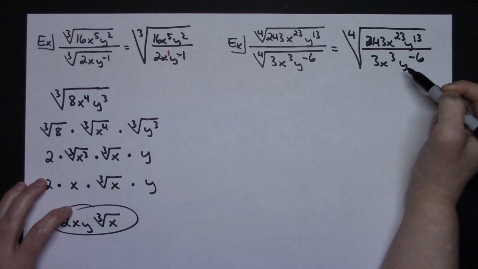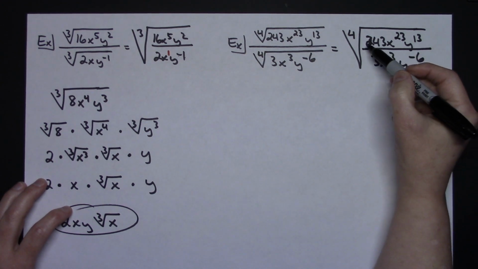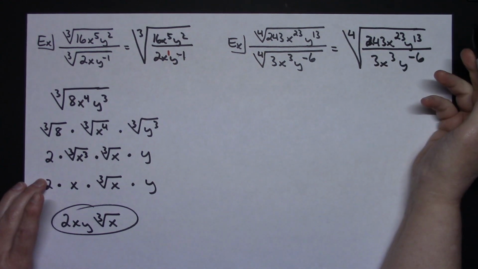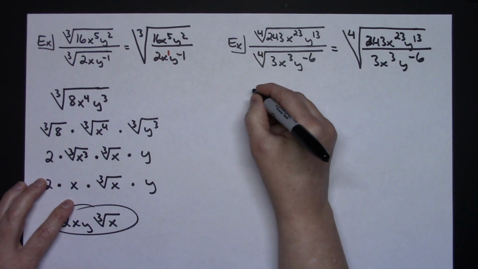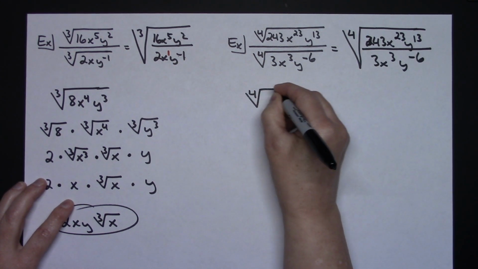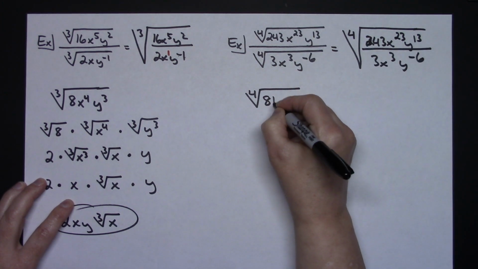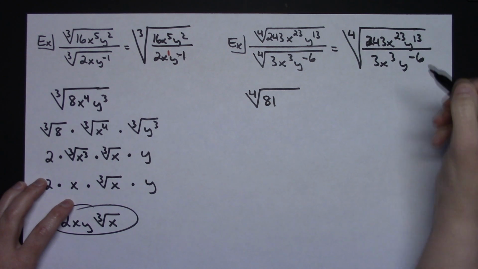On this one, you might need to grab a calculator, but if not, 243 does divide by 3, so that's going to be really nice. So I'm going to have the 4th root. 243 divided by 3 is 81. You can check that on a calculator if you need to.